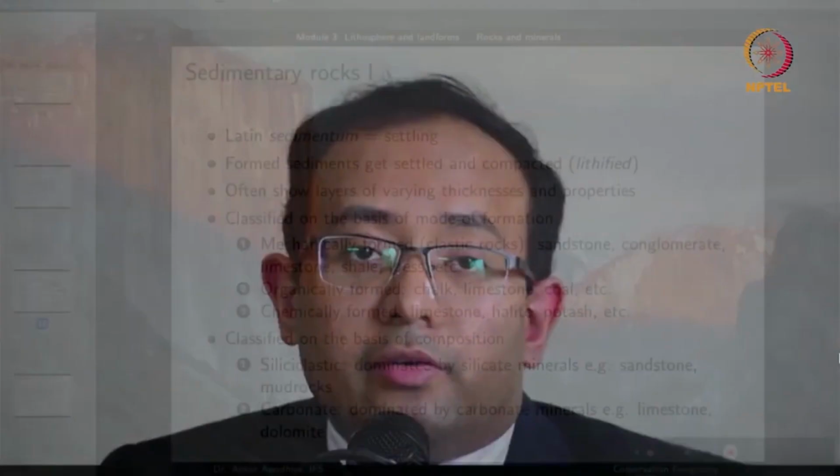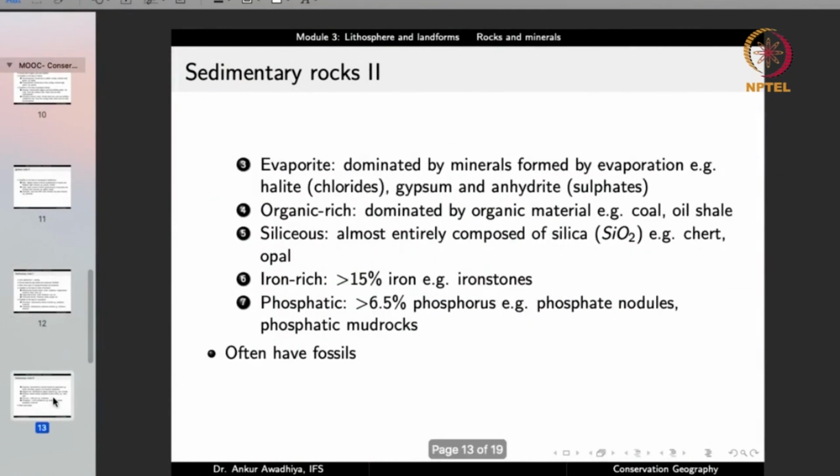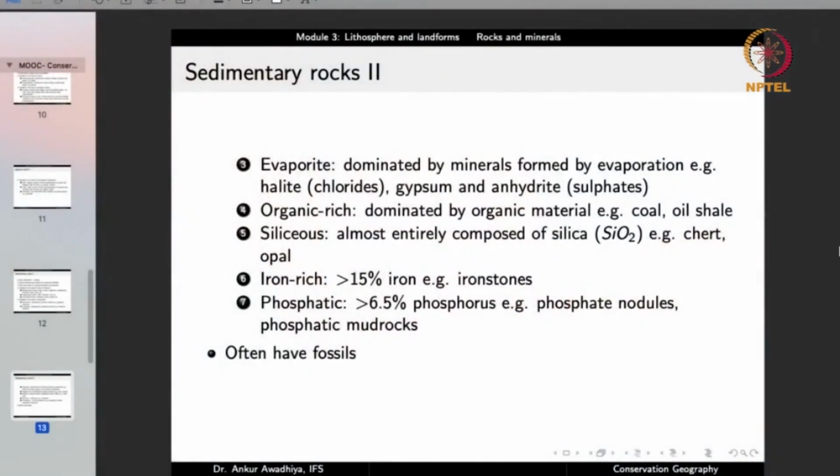So we can have carbonate rich rocks, or we can have rocks that are evaporites, that are dominated by minerals that are formed through evaporation. Example, halite, which is chlorides like common salt, sodium chloride, gypsum, anhydrite. So gypsum and anhydrite both are sulfates of calcium. So we can have these rocks that are dominated by minerals that are formed through evaporation process, in which the salts get concentrated, and after concentration they get precipitated.